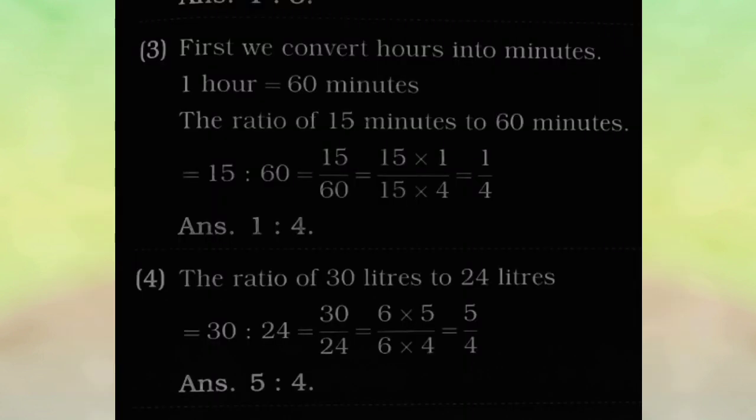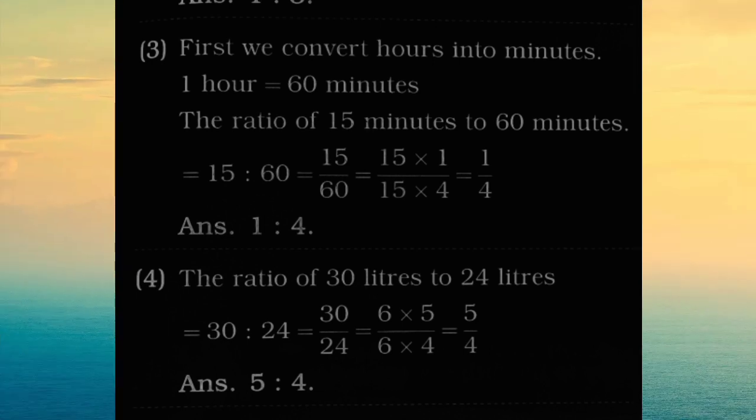See the question number 3. First, we convert hours into minutes here. So, 1 hour is equal to 60 minutes. Children, when you find out the ratio, see the unit. The unit should be the same. That we have learned already. So, here what we'll do? First, we will convert the hour into minute. Then, we are going to divide it. So, it will divide by 15. 15 and 60 come in 15's table. So, the answer is 1:4.